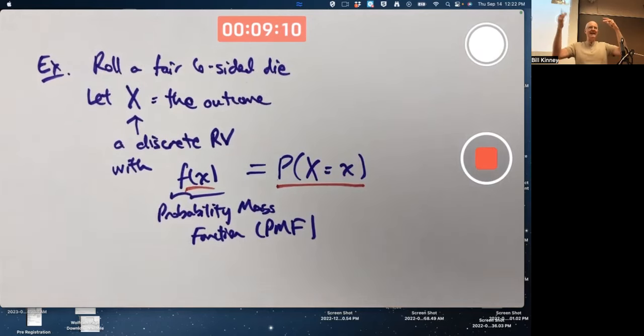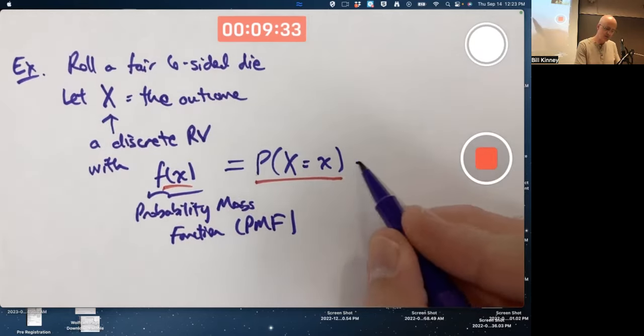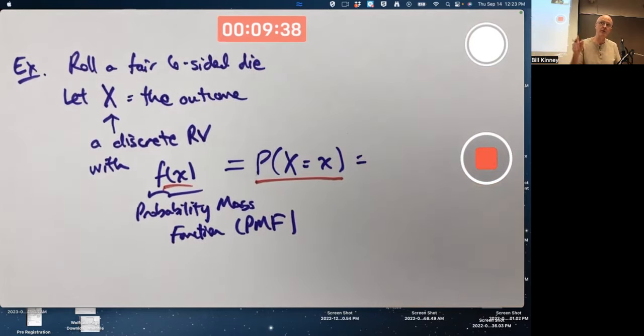Capital X is kind of like an abstract thing, an idea, so to speak. Now, what is a random variable really? If you want to be extra technical about it, like grad school level stuff, it's actually a function, but I'm not going to get into that. Little x is a number, but it's an arbitrary number, so in a sense it's also a variable. But what does this equal? It equals 1/6 if little x is 1, 2, 3, 4, 5, or 6, and equals 0 elsewhere.